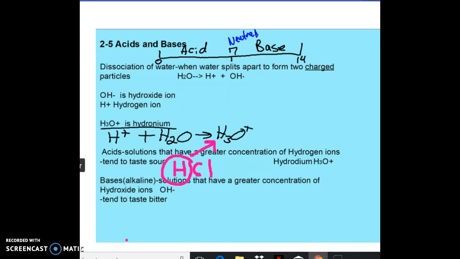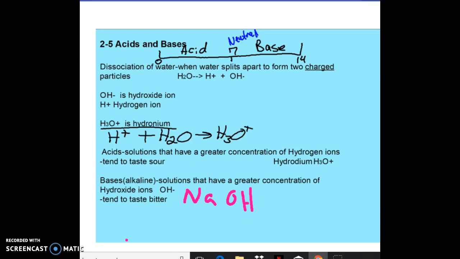Bases then are different, obviously, and their formula is different. Bases, which we also call alkali, it's the same thing. They are all formulas that have an OH. Something like sodium hydroxide, NaOH, would be an example of a base formula.